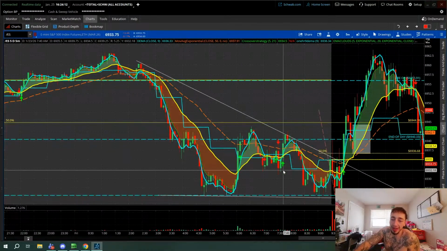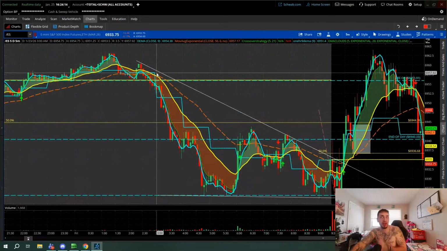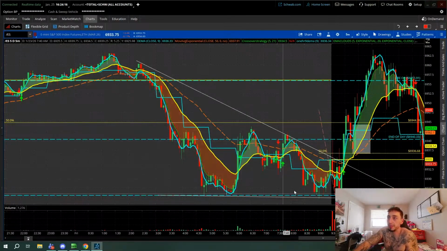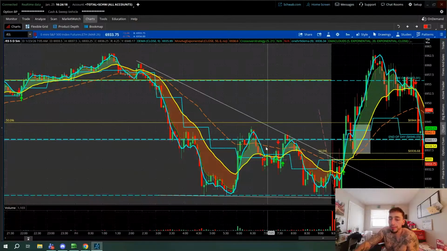Another reason why we took that long Friday is look at this ascending triangle right here that we had. That was beautiful right there. Absolutely beautiful.